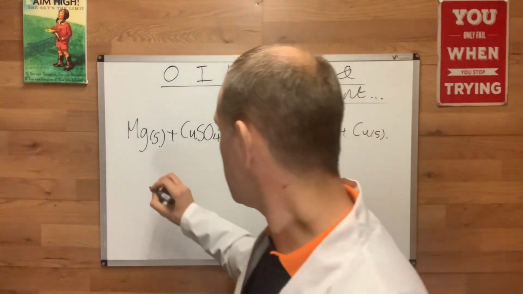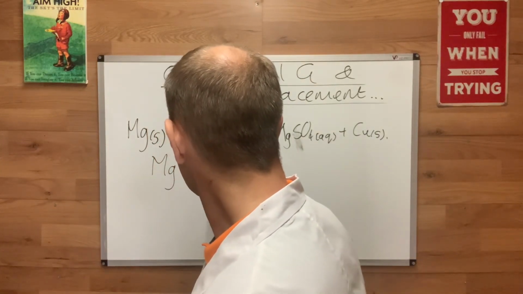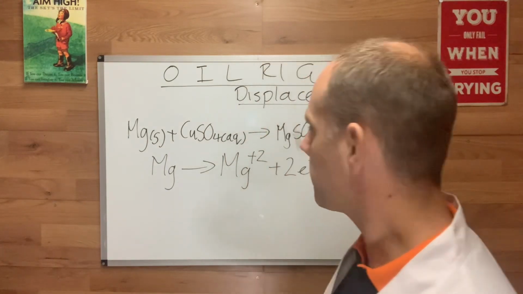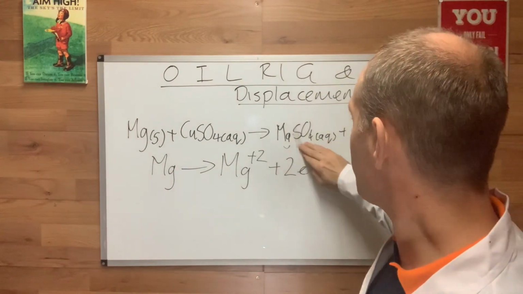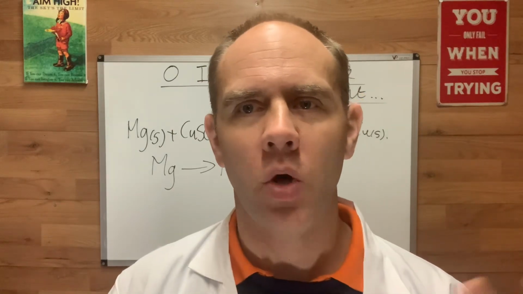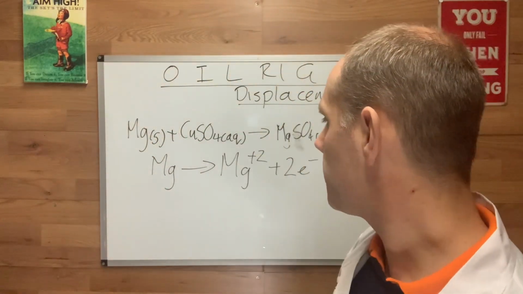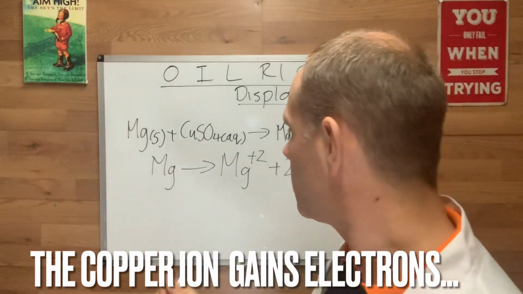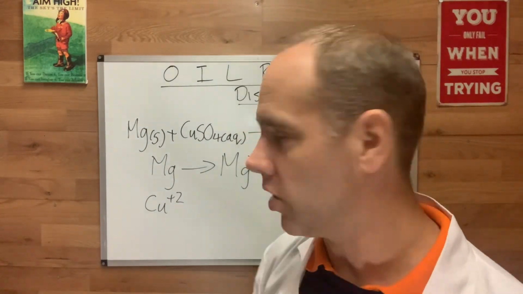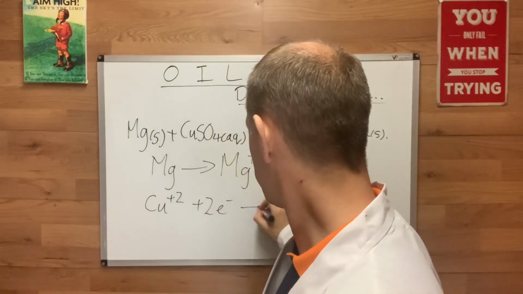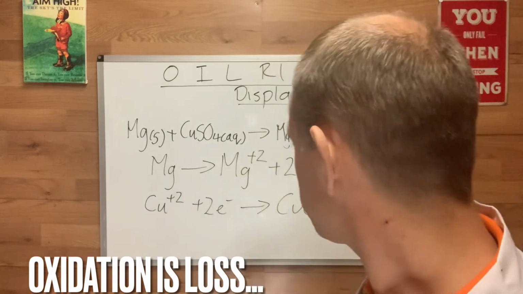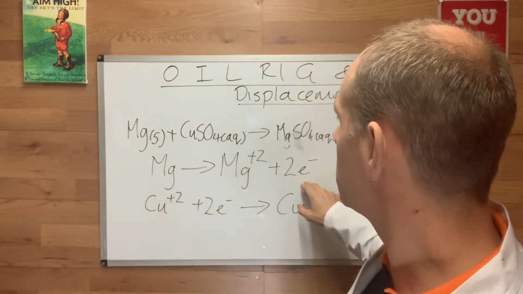So what we see is magnesium loses electrons. And so on this side, the magnesium becomes Mg2+. The SO4 does not change its charges whatsoever, so it remains as it is. Because the copper was Cu2+, it gains 2 electrons, becoming copper the element.